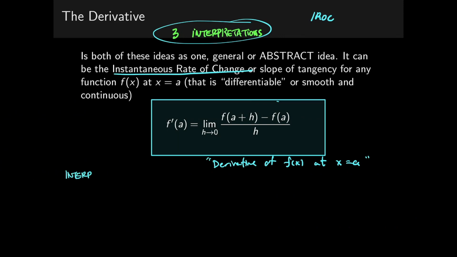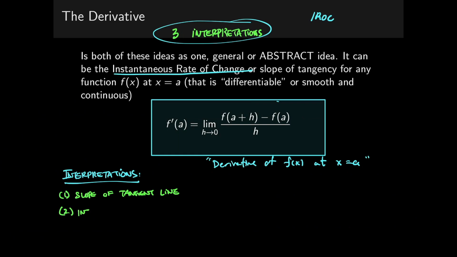Because mathematics is abstract. It's general. That's what makes it so powerful. It sits outside of context a lot of the time. So the 3 interpretations are that it is the slope of the tangent line, right? So it is the slope of the line that just kisses the curve. It's parallel at that singular point.